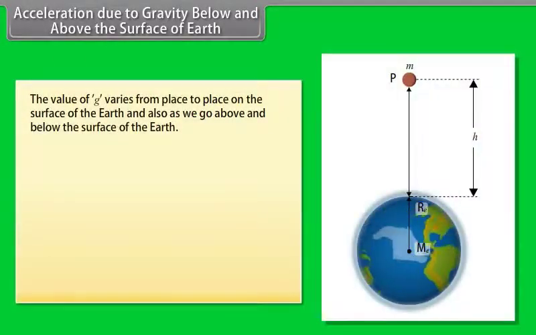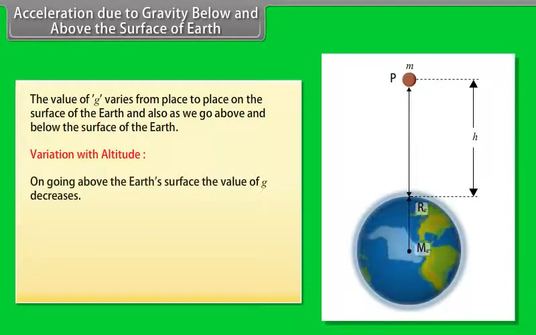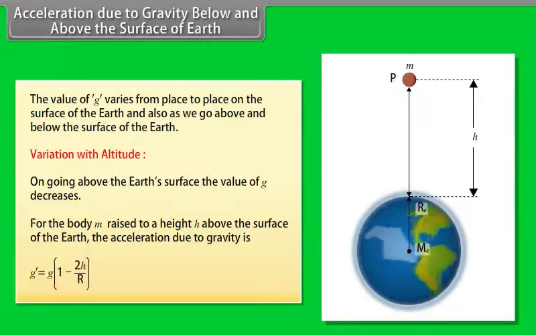Acceleration due to gravity below and above the surface of Earth. The value of g varies from place to place on the surface of the Earth and also as we go above and below the surface of the Earth. Variation with altitude. On going above the Earth's surface, the value of g decreases. For a body of mass m raised to a height h above the surface of the Earth, the acceleration due to gravity is given by g' = g × (1 - 2h/R).